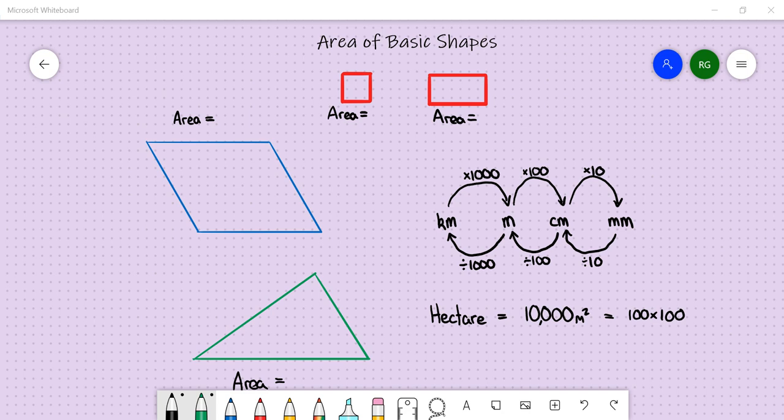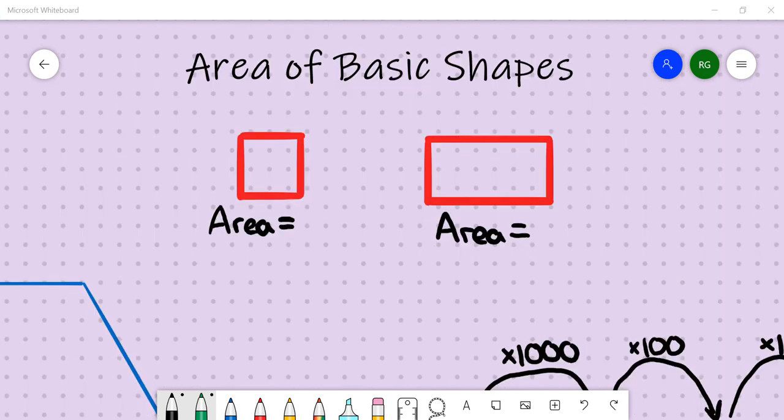Today we're going to be looking at the area of basic shapes and how to convert units of area. We will begin today's lesson with simply looking at the area of a square as seen on the left and the area of a rectangle as seen on the right.